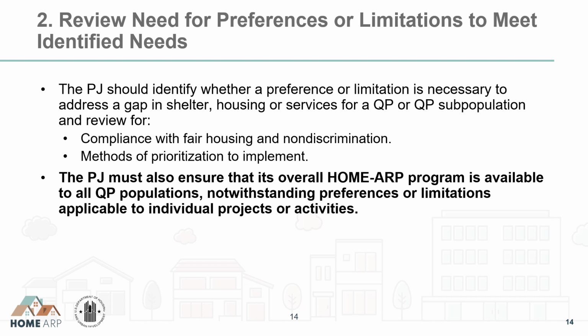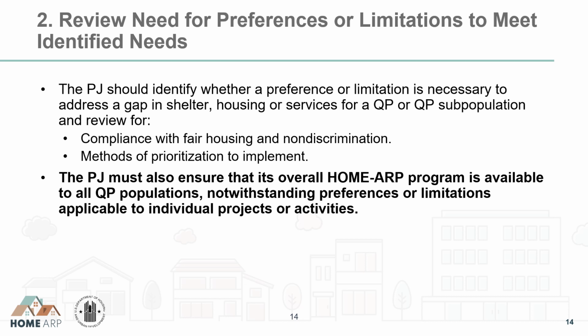The PJ should also consider methods of prioritization to implement. Remember that a method of prioritization is the process by which eligible QP applicants who qualify for the same or different preferences are selected for a HOME-ARP project or activity. If a method of prioritization will be used, it must be established in the allocation plan. Without it, a PJ admits applicants to the HOME-ARP project or activities in chronological order. Although referral methods are not required to be identified in the allocation plan, PJ should also consider how preferences and methods of prioritization will be implemented through referral methods.